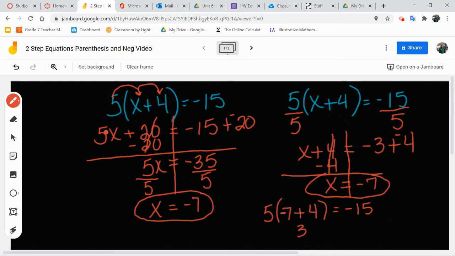Then we go back to see which we have the most of, which was a longer line. We've got 7 negatives, 4 positives. So that's a negative 3 times 5 equals negative 15. This multiplication problem, 1 negative does give me a negative answer. So I do get negative 15 equals negative 15. So the answer is negative 7. So we were correct. All right, let's move on and do another problem.